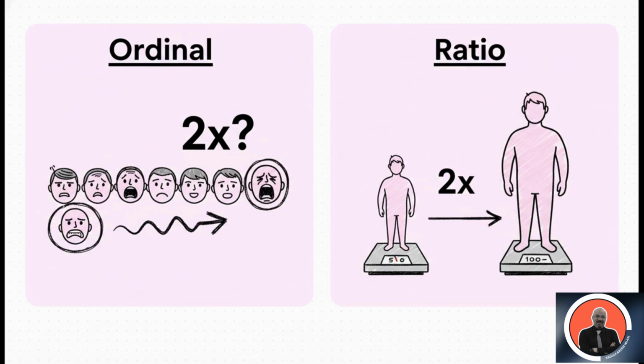Now, compare that to body weight, which is a ratio variable. A patient who weighs 100 kilograms is, without any doubt, exactly twice as heavy as a patient who weighs 50. Why? Because a weight of 0 means the complete absence of weight. It's a true 0, and that's what allows for true ratios.